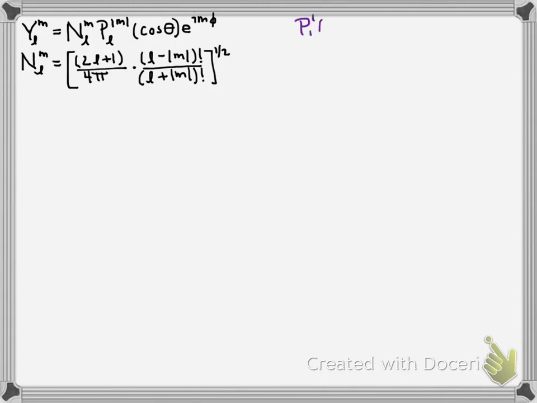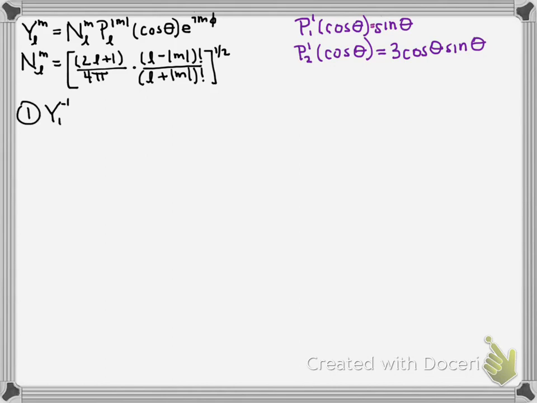All right, and because we're going to need them later, I'm going to go ahead and provide you with P11, which is sine theta, and P21, which is 3 cosine theta sine theta. So these are the two Legendre polynomials that we're going to end up needing to solve this group challenge. So question 1 asks you to solve for the wave function Y when L is equal to 1 and m is negative 1. So let's start by figuring out our normalization constant.